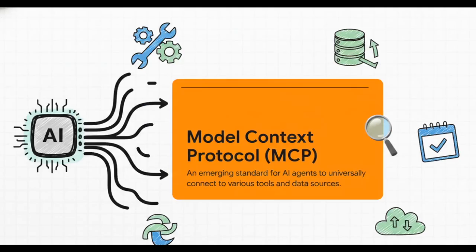So the final piece of the puzzle is all about connection. An AI agent is really only as useful as the tools it can connect to. The Model Context Protocol, or MCP, is this new emerging standard that's trying to solve this exact problem. The goal is to create a universal way for AIs to plug into any tool, any database, any calendar without needing a custom-built integration for every single one.